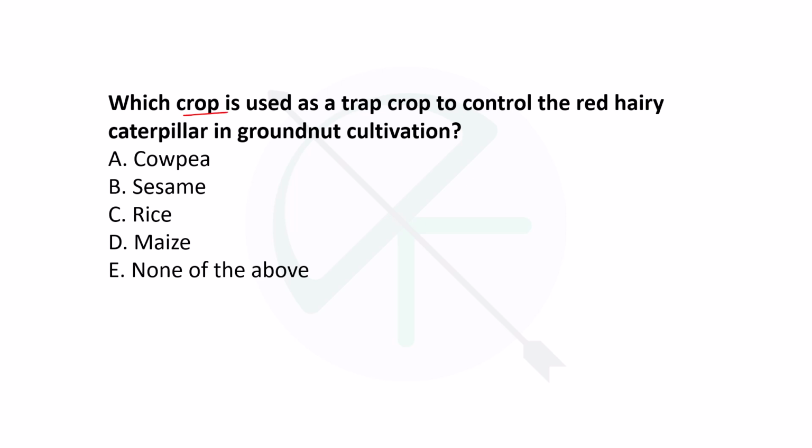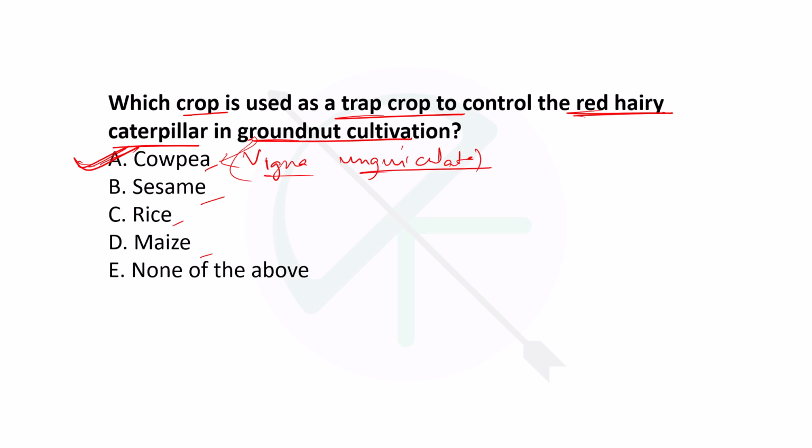Next question is, which crop is used as a trap crop to control the red hairy caterpillar in groundnut cultivation? Cowpea, sesame, rice, maize, none of the above. So to control red hairy caterpillar, the right answer is cowpea. Cowpea and groundnut, we have heard that they are grown in intercropping also. Cowpea, Vigna unguiculata, is used as the trap crop to manage red hairy caterpillar in groundnut. It is generally done in intercropping. So option number A will be the right answer.